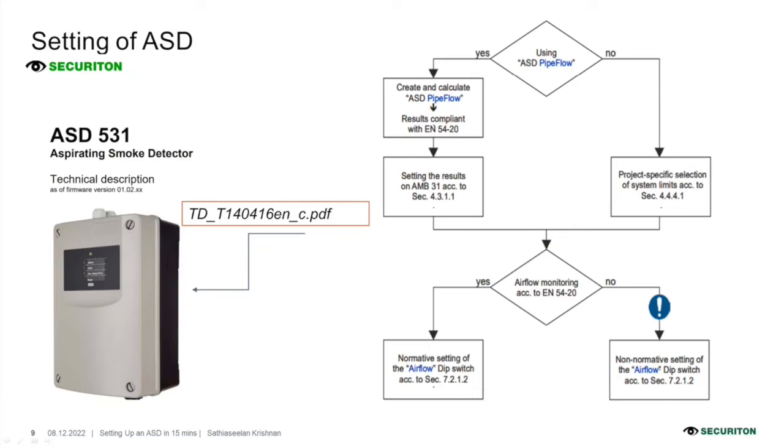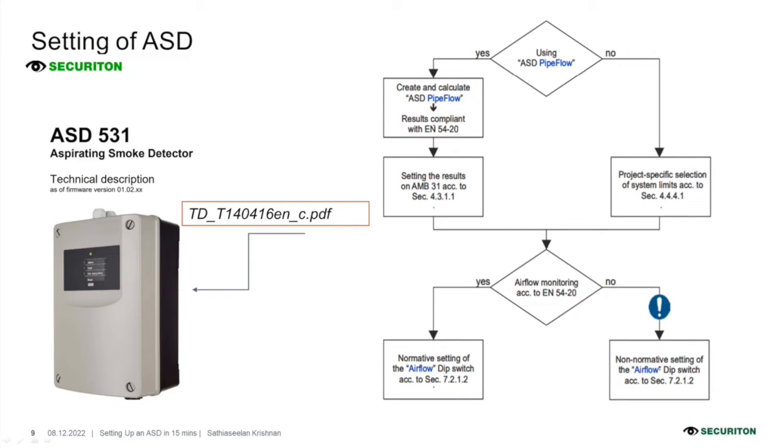So the first one, if it's yes, I need to follow EN 54, then you have to make sure this project is calculated according to EN 54-3 in our pipe flow software. In there, it will actually give you the information, okay, it passes class A, B, and C. The sensitivity according to these classes will be shown, and you can print it out in PDF format. And once this is done, you will go into setting up the results into the AMB board according to section 4.3.1.